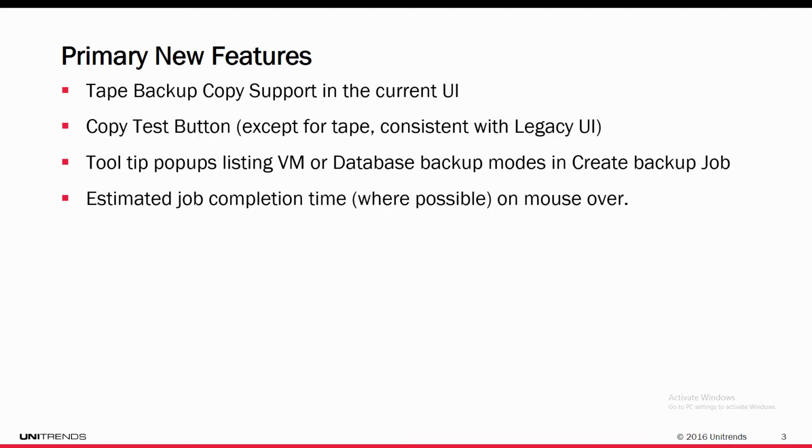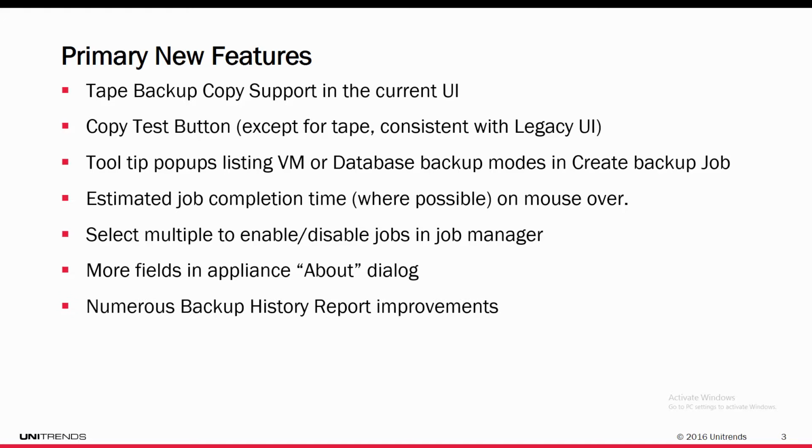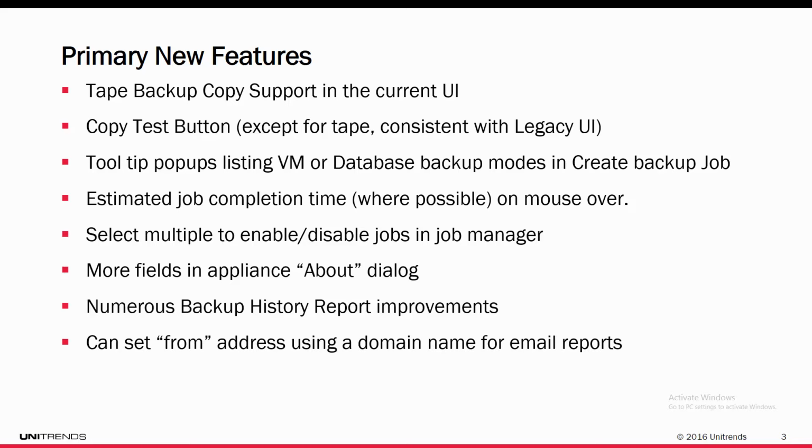When a job is active in the dashboard, hovering over it will now indicate estimated completion date or time if it's available. In the Jobs Manager, you can now select multiple jobs to concurrently enable or disable. The About dialog has been expanded with a few more relevant details too. There have been a lot of improvements to reports, especially the backup history report. Now it makes it even more convenient to get prior backup summary information right from that report. And also a new file level contents details button has been added. It's also now possible to specify the from email address to come from reports at the domain instead of just reports at the appliance host name.